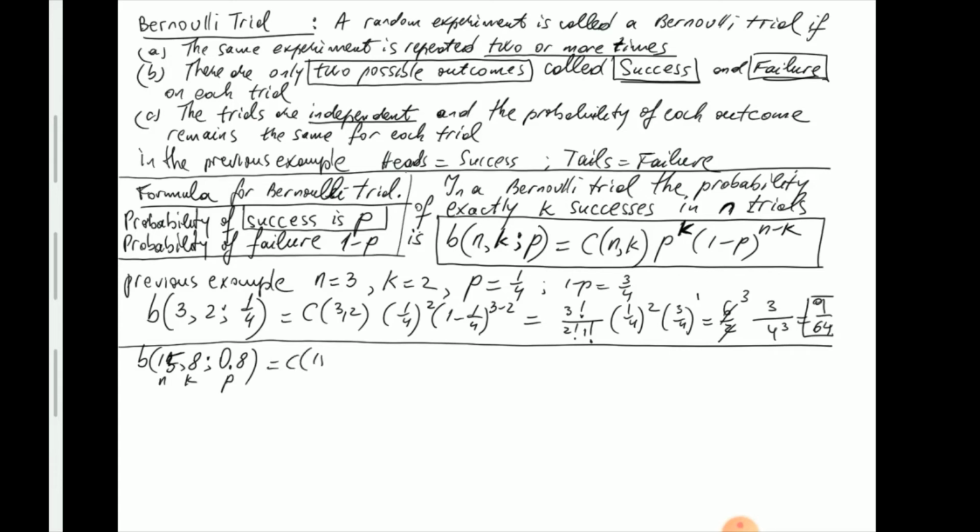So that's the combination of 15 choose 8, times 0.8 to the power 8, times 1 minus 0.8, which is 0.2, to the power n minus k. 15 minus 8, that's going to be 7. 15 factorial over 8 factorial, 15 minus 8 is 7 factorial, times 0.8 to the power 8, times 0.2 to the power 7. Let's simplify this a little bit. You have to use the calculator, obviously.